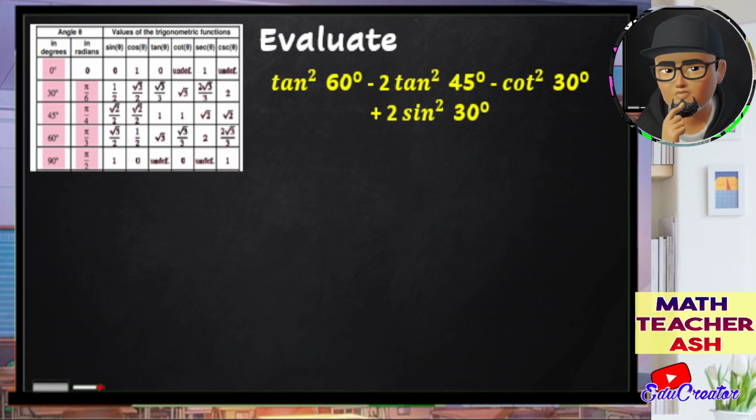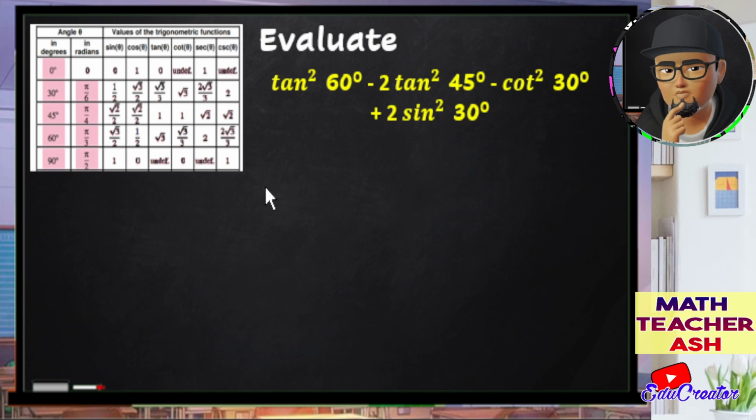I'll just give you a hint in solving this one. Tan 60, that is 60 here, and the tan here is this one, so square root of 3. Since that is squared, it will become square root of 3 squared. Tan 45, you have 45 here, the tan there is 1, so 2 times 1 squared.